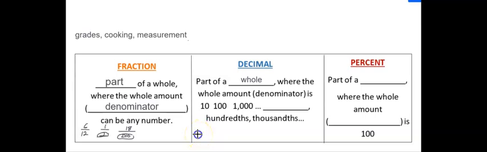So the first decimal place to the right is tenths, then hundredths, thousandths, and so forth. When we read decimal place values, these are the words we're going to put after our decimals.